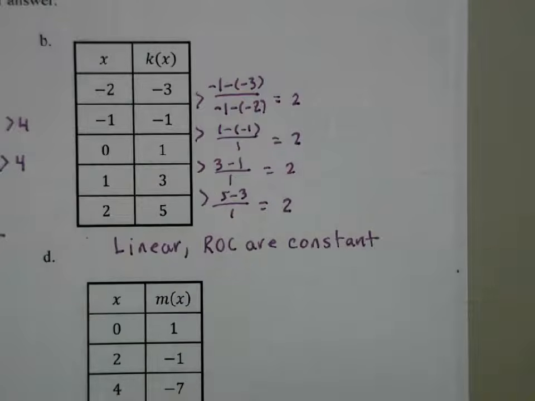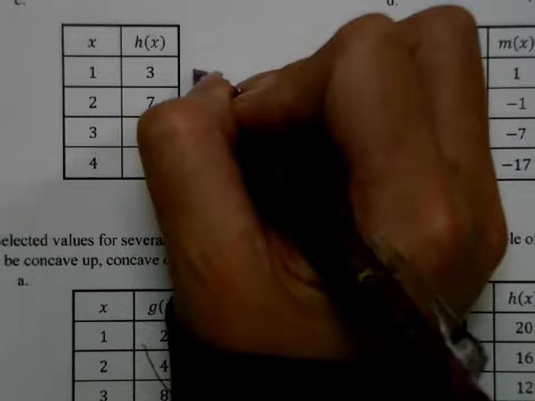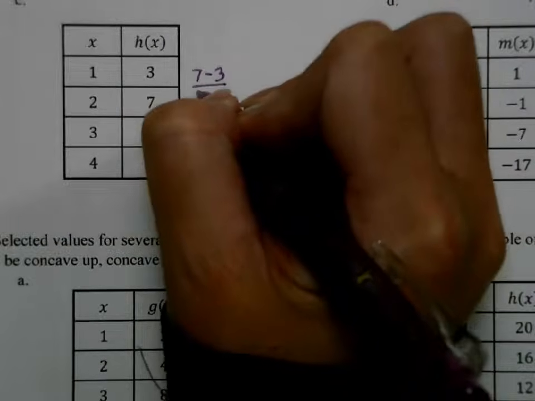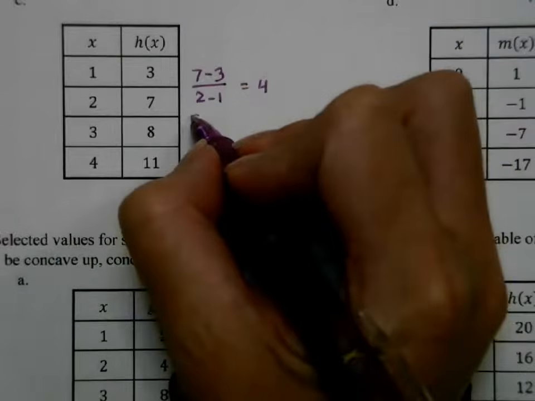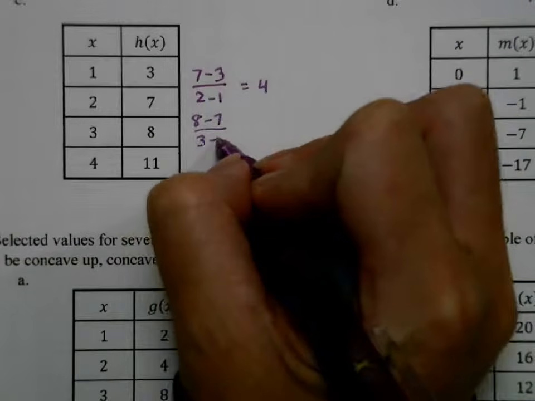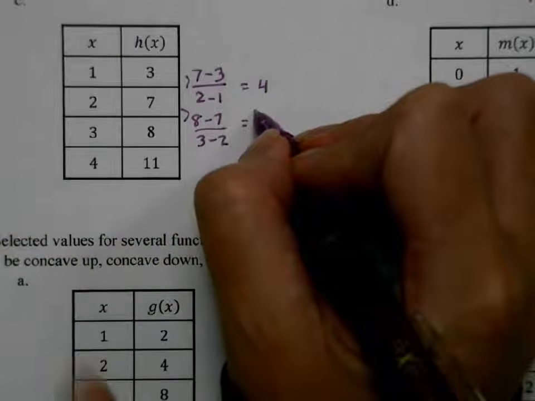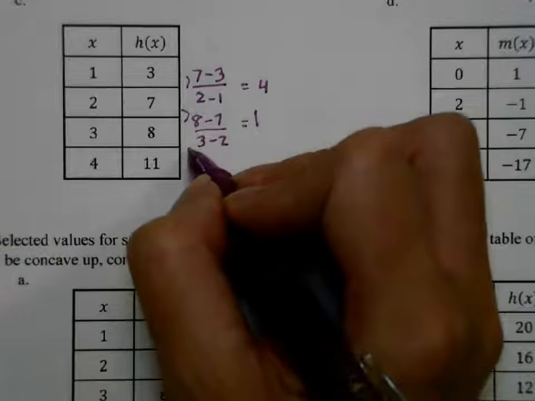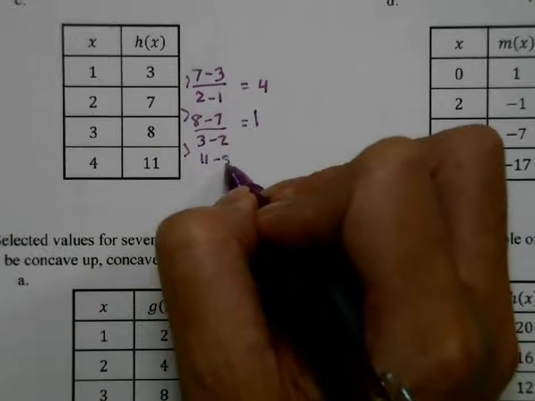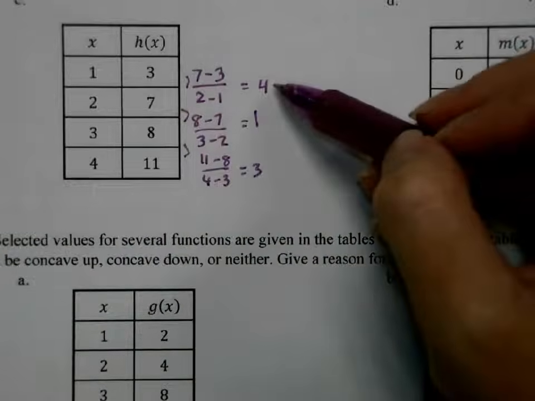Okay, here we're going to have 7 minus 3 over 2 minus 1, which is 4 over 1. 8 minus 7 over 3 minus 2 gives me 1 over 1, or 1. And then 11 minus 8 over 4 minus 3 gives me 3. So they're not going up by the same value. They're not the same value, so this would be neither.